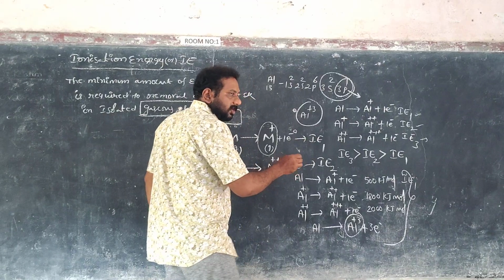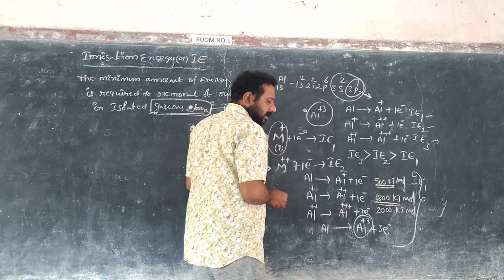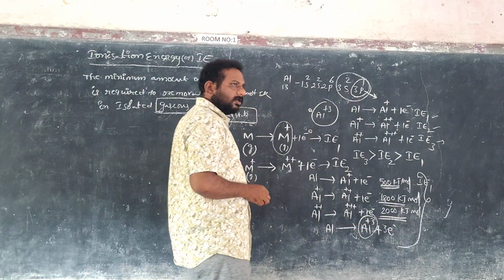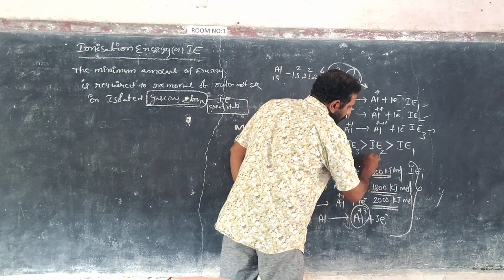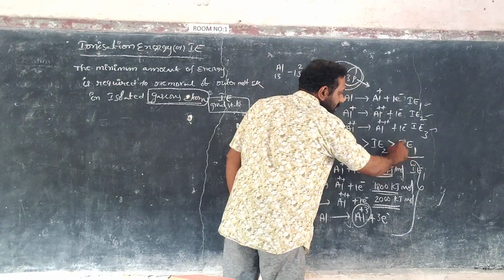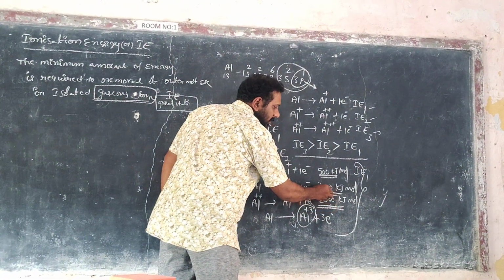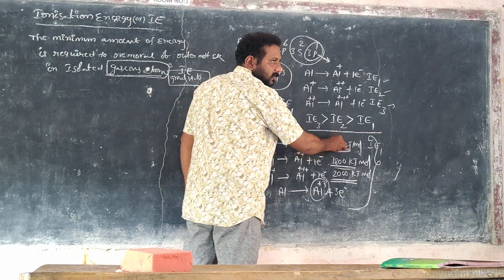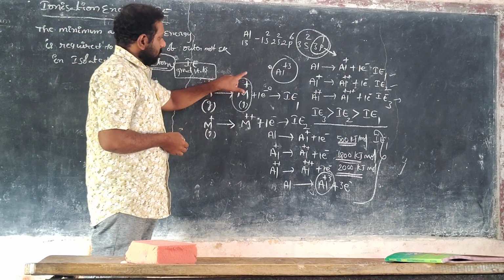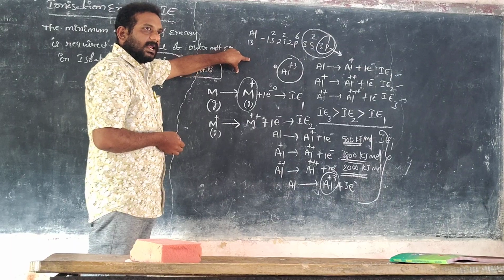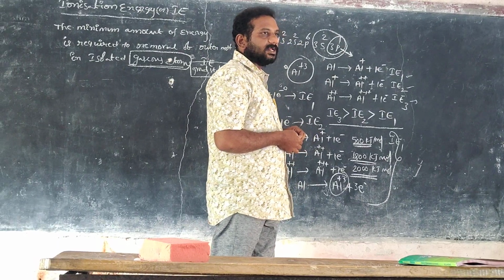In total, how much energy did we release in the first ionization energy? 500 kilojoules. In the second ionization energy, 1800 kilojoules. In the third ionization energy, 2000 kilojoules. So you can understand IE3 is greater than IE2, greater than IE1. What is the energy for IE3? 2000 kilojoules, then 1800, then 500. Why? Because for the unipositive ion, removing an electron from the ground state requires high energy.